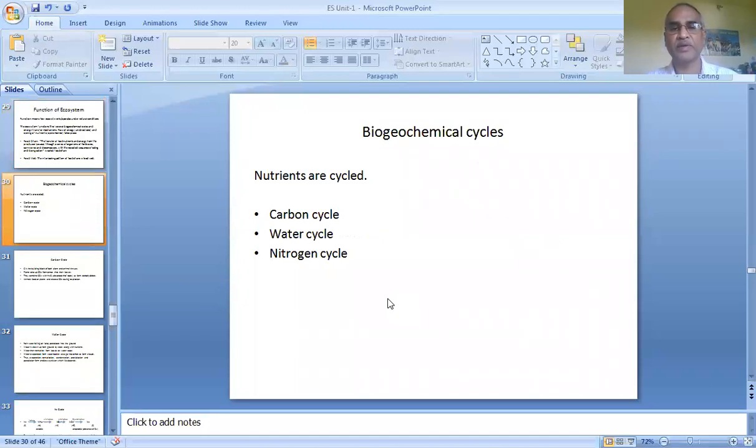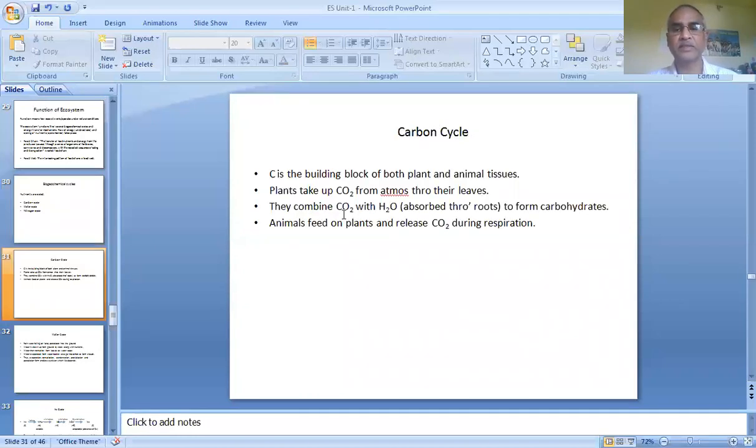And now let me look at the three biogeochemical cycles, through which nutrients are cycled. The first one is carbon cycle, and then comes water cycle, and then finally nitrogen cycle. So let us look at the carbon cycle. Carbon is the basic building block of both plant and animal tissue.